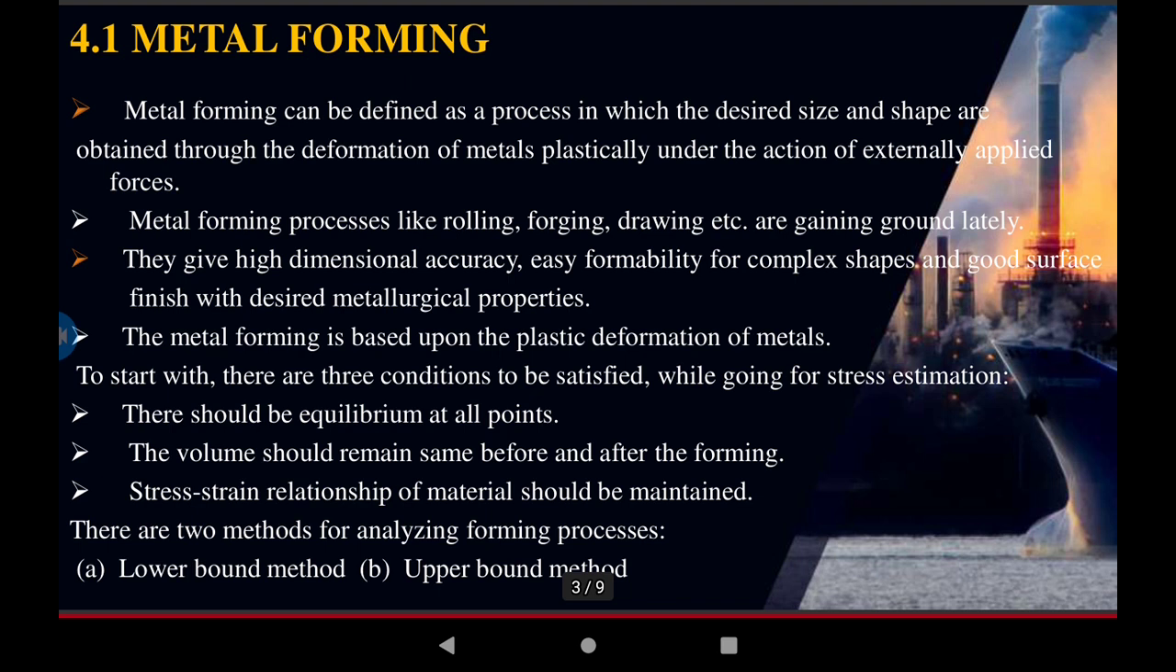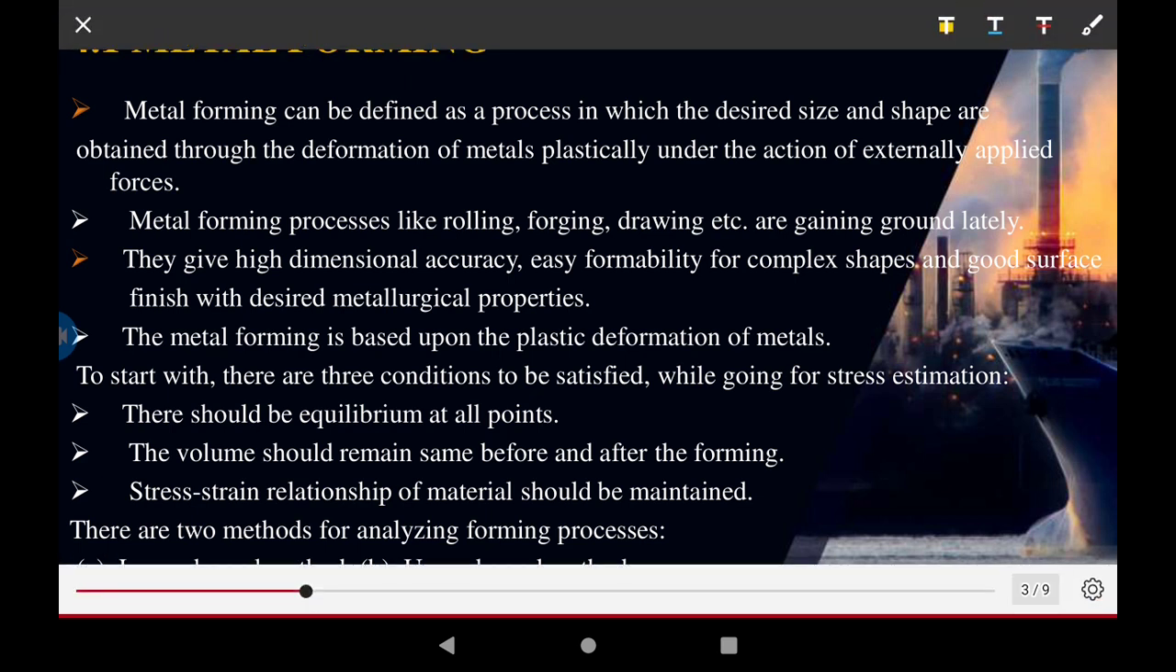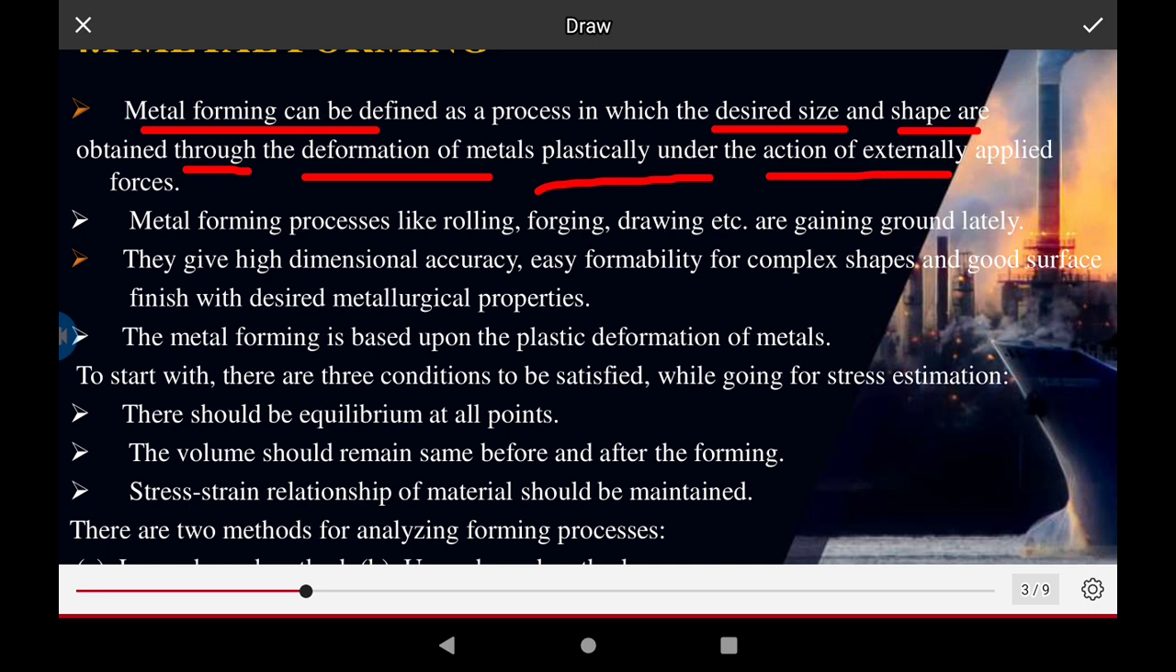And the metal forming can be defined as the process in which the desired size and shape are obtained through the plastic deformation of the metal under the action of an externally applied load or force.